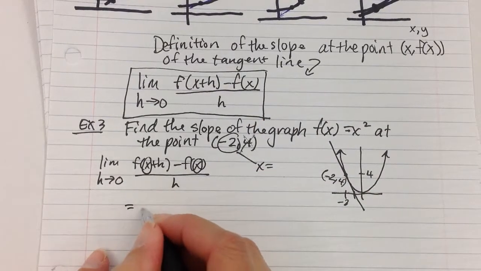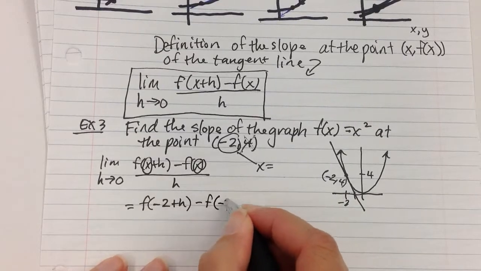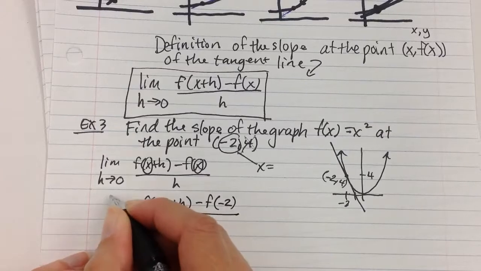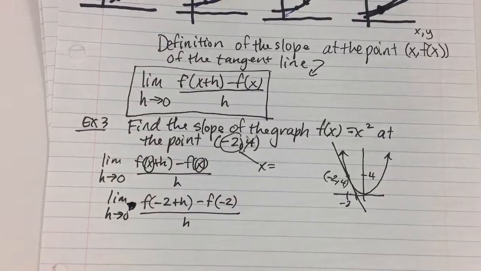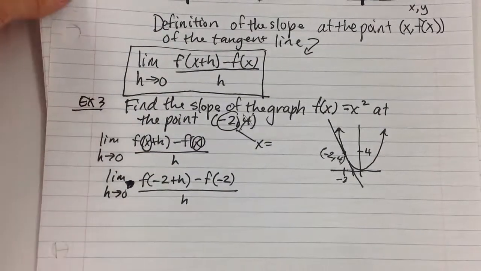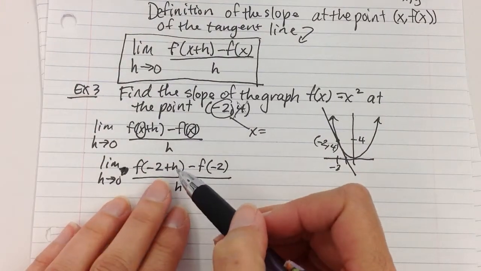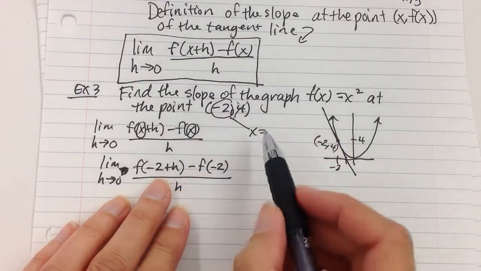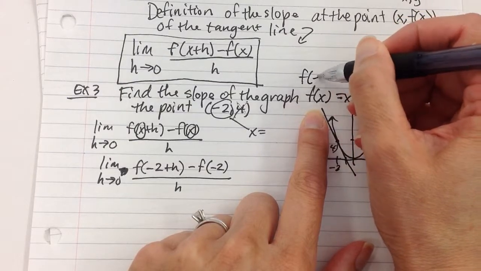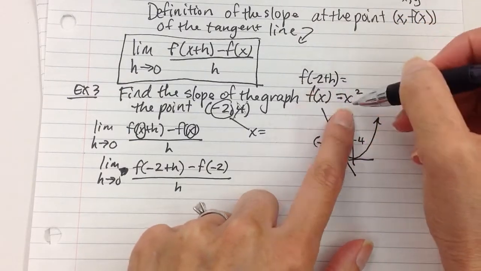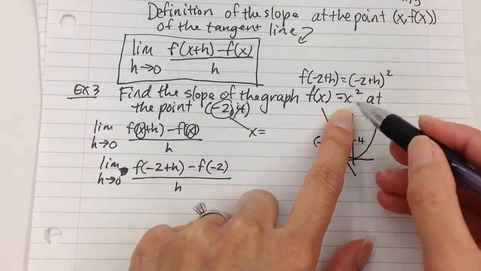So that's going to give us the limit as h approaches 0 of f of -2 plus h minus f of -2, all over h. We're just plugging that -2 in for x. Okay, well, what is f of -2 plus h? Our function is f of x equals x squared. So wherever there's an x, you're going to plug in -2 plus h, and we're going to square it, because that's what we did to the x.